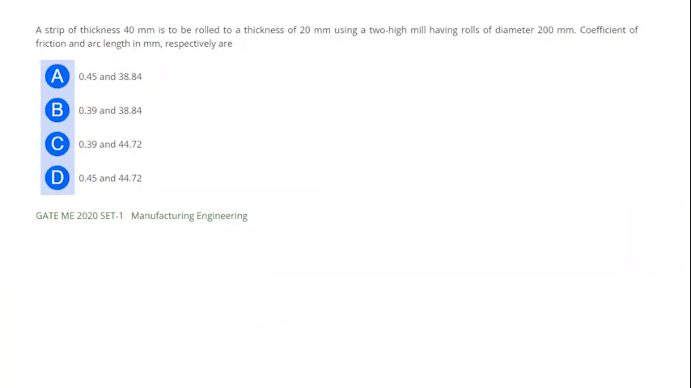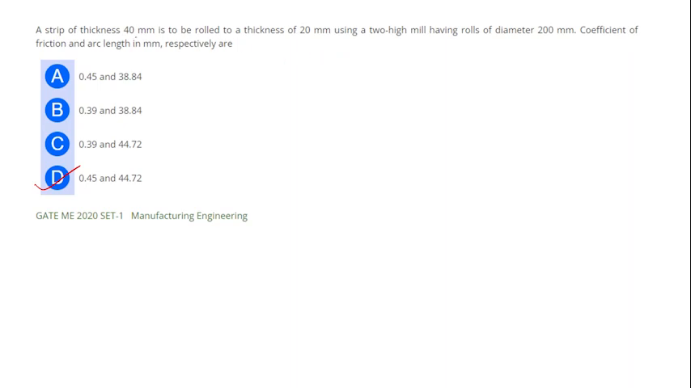Solve this question. Yeah, D is correct. So let's read the question.